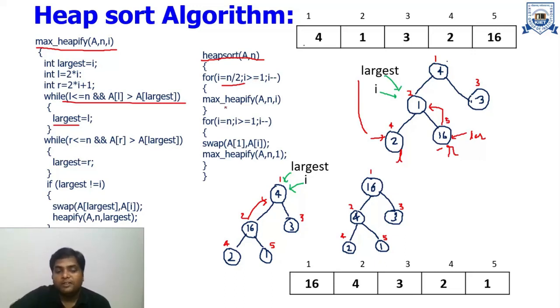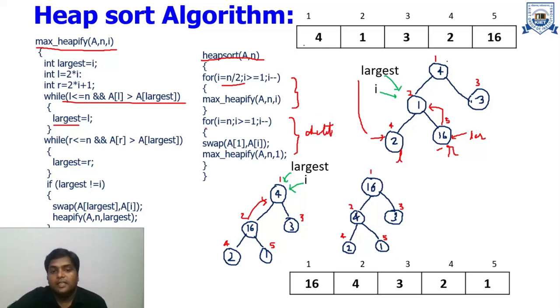Then we call the max heapify method. So this for loop is used for building a max heap, and then when the max heap is built, we have to delete the elements of the max heap one by one. So this for loop is for deleting the elements of the max heap.